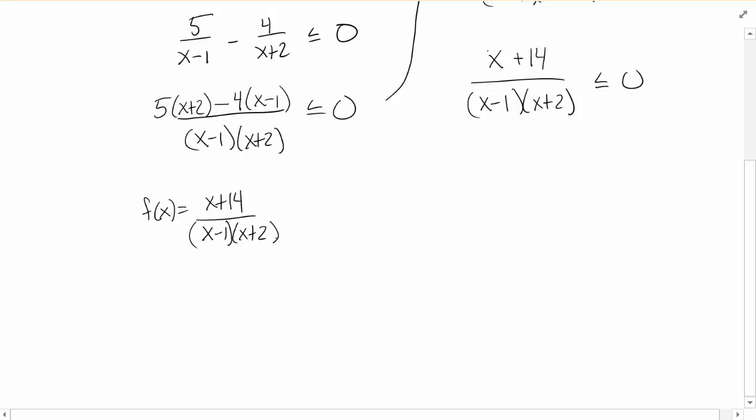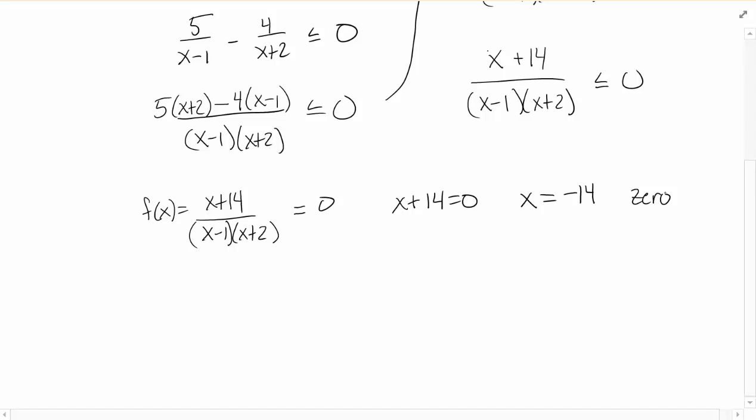Now, there are two places where a rational function could change signs from positive to negative or negative to positive. Either it could do it by crossing the x-axis. That happens when it's actually equal to 0, which is when x plus 14 is equal to 0. So that happens at x equals negative 14. That's a 0. It could cross the axis there and change sign.